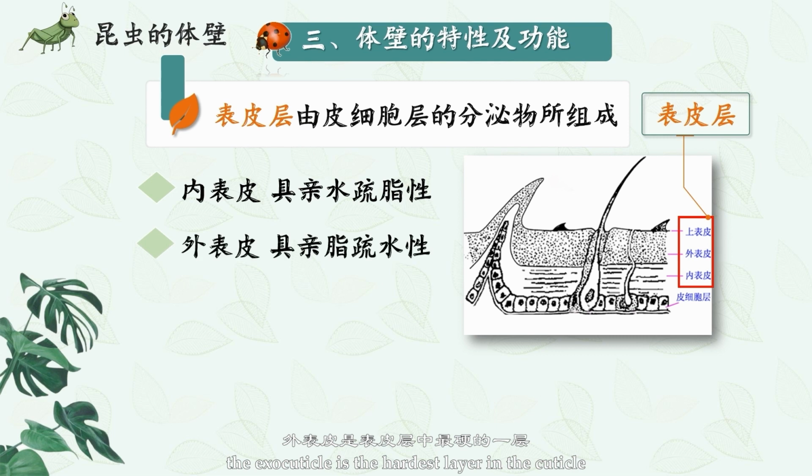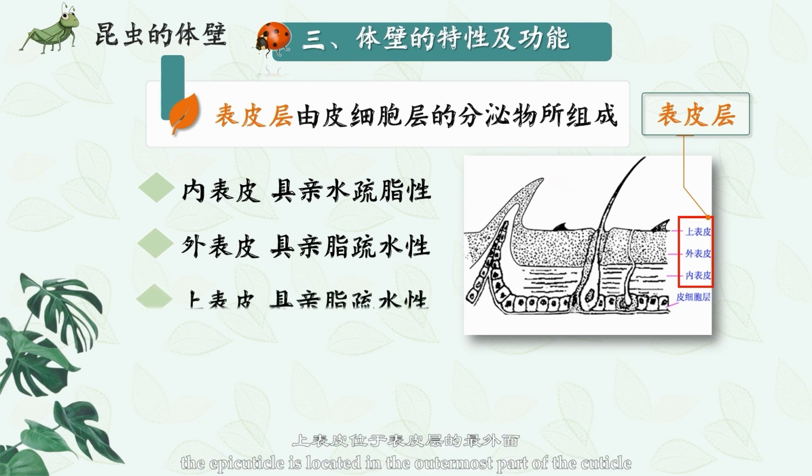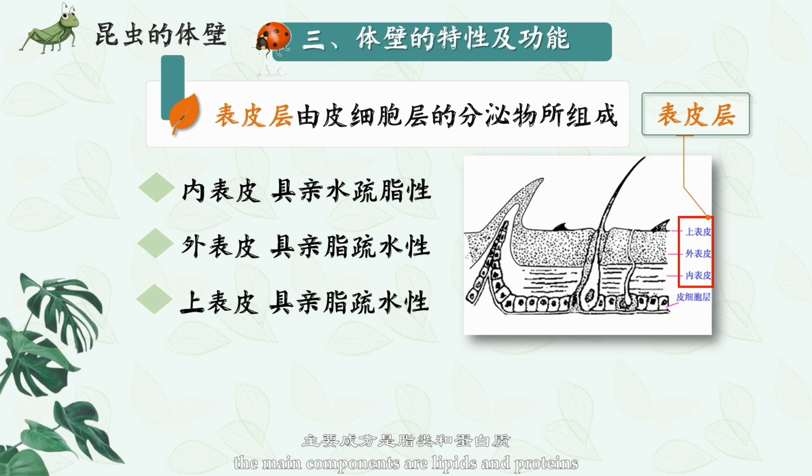The exocuticle is the hardest layer in the cuticle. The main components are chitin and tan protein, which are lipophilic and hydrophobic. The epicuticle is located in the outermost part of the cuticle. The main components are lipids and proteins, chitin-free, lipophilic and hydrophobic.